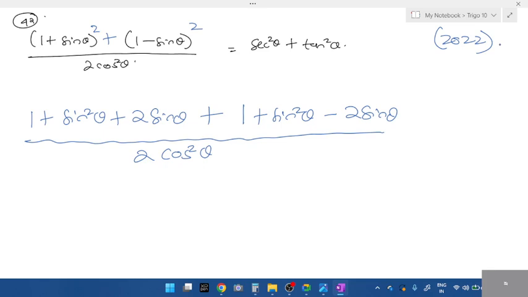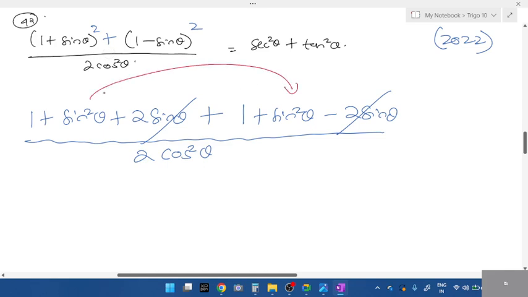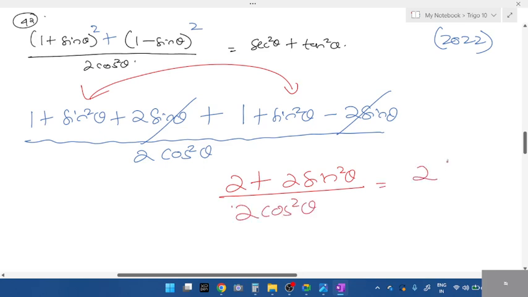Yeah, you can cancel it. You can cancel. And what are the like terms, Ruth? What are the like terms here? Sine square theta plus sine square theta, right? 1 plus 1 is 2, students. 2 plus 2 sine square theta. Yes, you can take common, and the denominator also gets cancelled. 2 into 1 plus sine square theta.